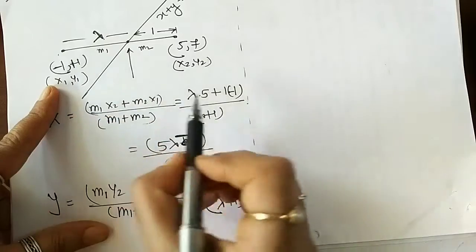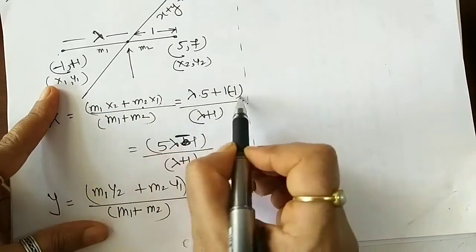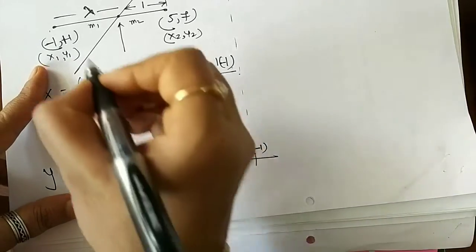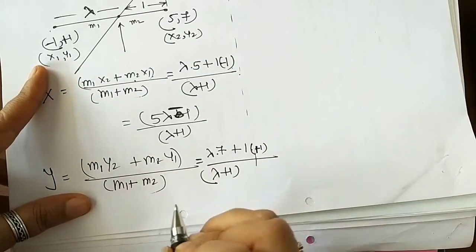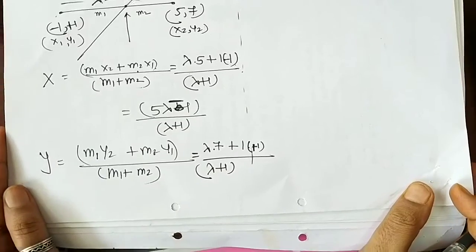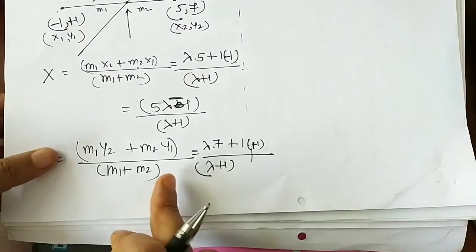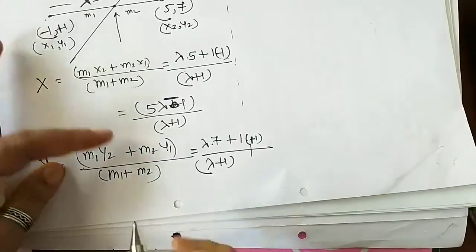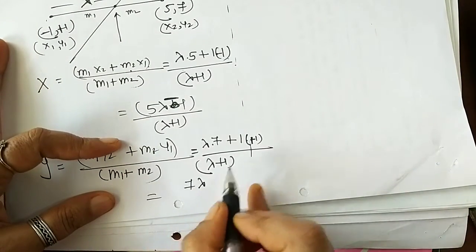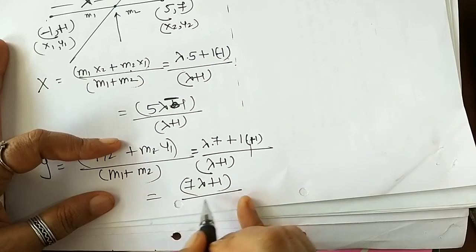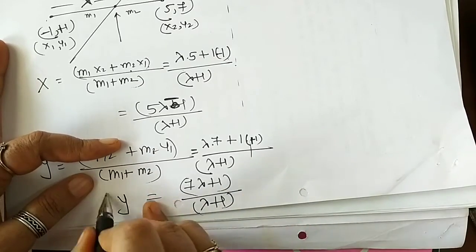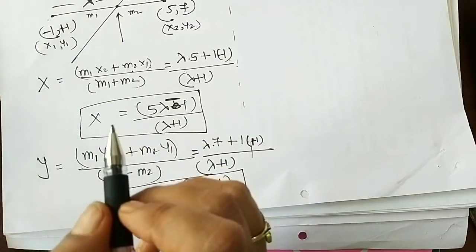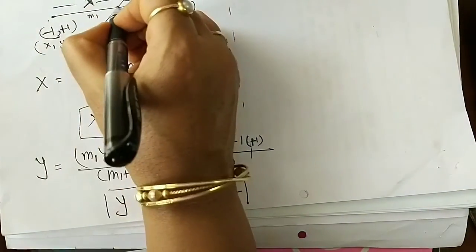Minus 1. See, this is m2 x1, so this will be minus, and m2 y1, so here y1 is plus 1. That is the only difference. I hope you are able to understand. So my point will be now, let me write down, 7 lambda plus 1 by lambda plus 1. So this is my y, and this was my x.